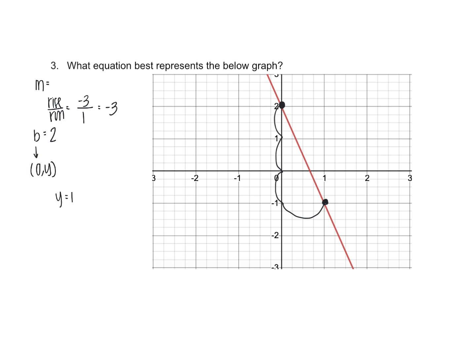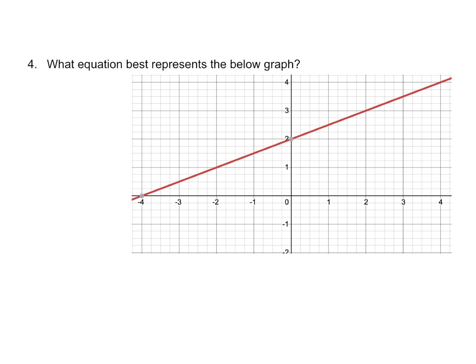Then all we have to do is place these values in our slope-intercept form setting here. And we're going to have y equals -3 times x plus 2 for our equation for this graph. Question 4 also gives us a graph and we're told to find the equation. So we're going to start with finding our slope and our y-intercept, and then we'll put them into our equation format.